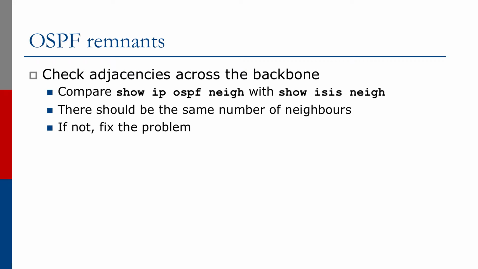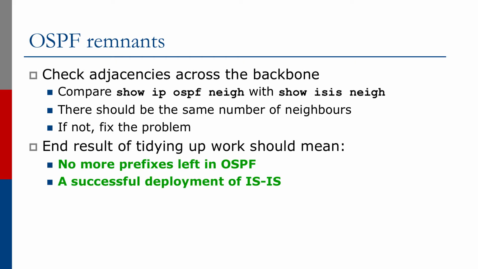And we can check adjacencies across the backbone using the show ip ospf neighbor and show isis neighbor commands. Each protocol should have the same number of adjacencies and the same number on the same routers. If not, fix the problem. The end result of tidying up should mean that there are no more prefixes left in the global RIB caused by OSPF, and we have a successful deployment of ISIS.